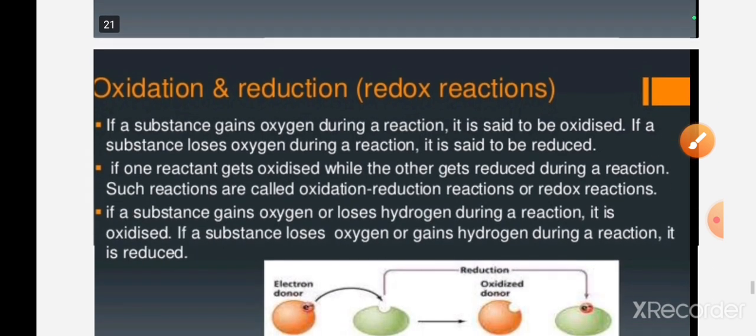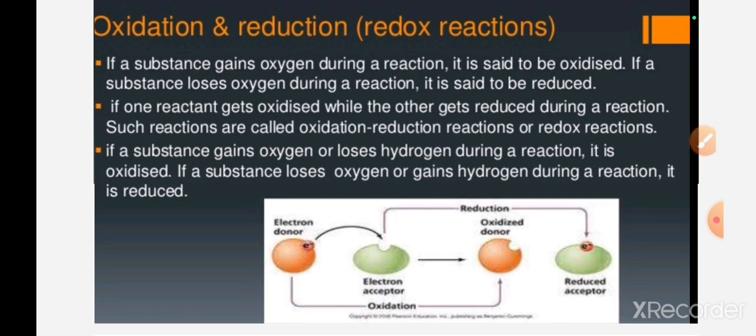Then same, oxidation and reduction reactions are called redox reactions. Separately we have to discuss oxidation. What do you mean by oxidation? When an element or compound gets oxygen, it binds with oxygen, then it's called oxidation. When an element or compound loses oxygen, it's called reduction. Then in a single reaction, when oxidation and reduction are occurring, it's called a redox reaction.